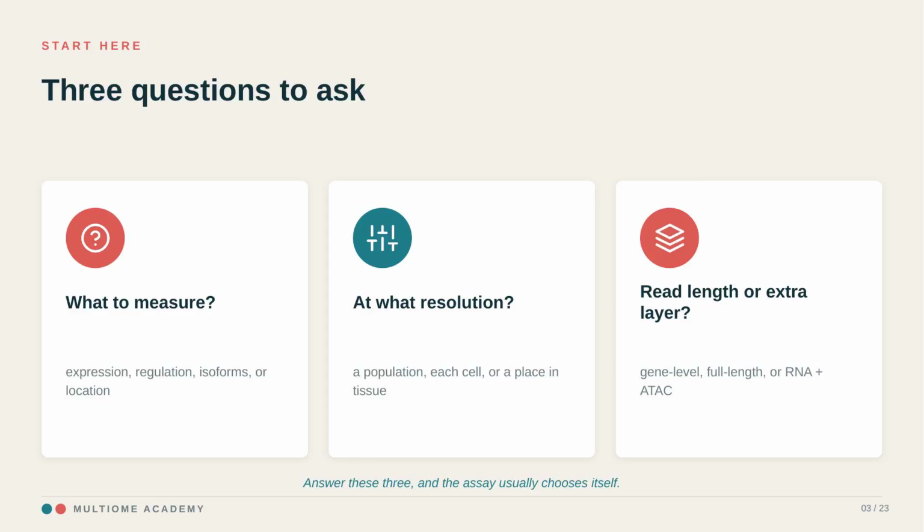So before choosing, ask 3 questions. First, what do you actually want to measure, expression, regulation, isoforms, or location? Second, at what resolution, a whole population, each individual cell, or a place within the tissue? And third, do you need a particular read length, or a second layer of information? Answer these 3, and the assay usually chooses itself.